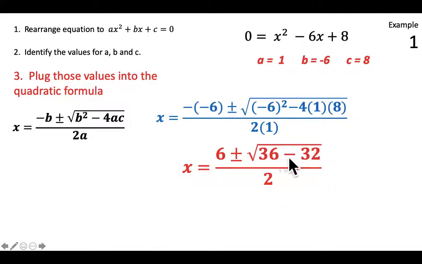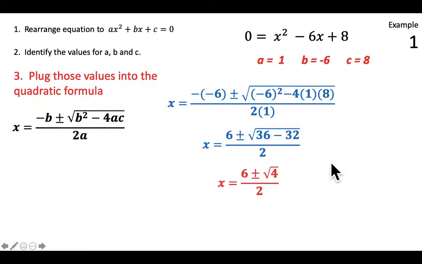Now we can go ahead and do this subtraction underneath the radical sign. So I get 6 plus or minus the square root of 4 over 2. Well, at this point, we can then change this into 6 plus or minus 2 over 2 because the square root of 4 is 2. So since the square root of 4 is 2, we make that change in the next line. So now we're partway to our answer.